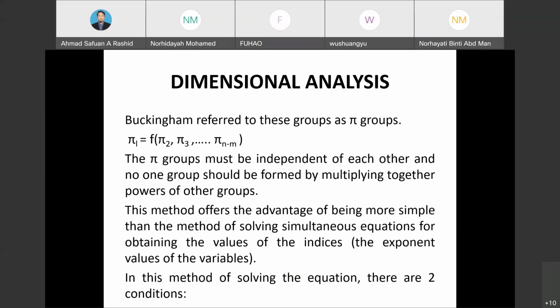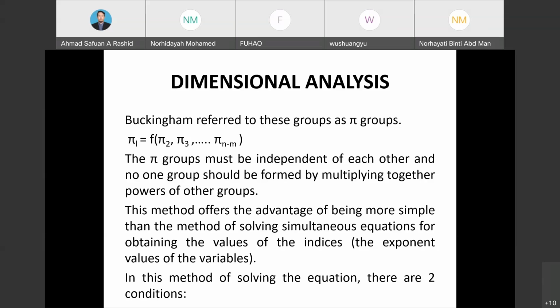For example, if we have the last group to be developed, then we need to use the previous groups, the previous dimensionless equations, so it is allowed. Otherwise, we cannot complete the task. So this method offers the advantage of being more simple than the method of solving simultaneous equations for obtaining the value of the indices. It means this method is more simple compared to the other solving methods.